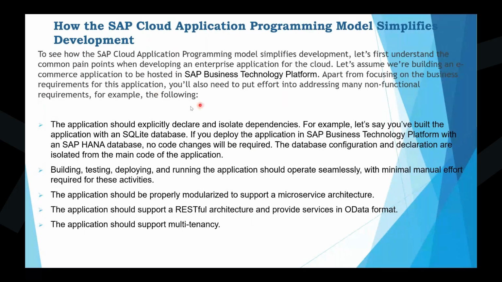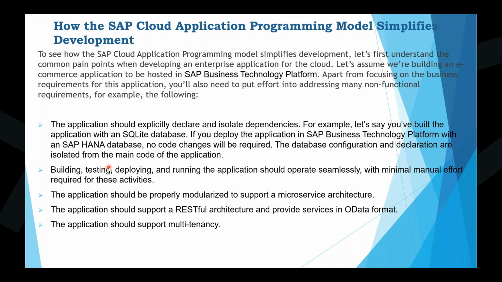For example, the application should explicitly declare and isolate dependencies. Let's say we build the application with an SQLite database. We are building the application, and then we deploy it to SAP BTP with an SAP HANA database. So while developing, you are using the SQLite database, and while deploying, you want the HANA database. Obviously, they are two different databases. But no code changes will be required when we deploy it with the HANA database, because the database configurations and declarations are isolated from the main code of the application.